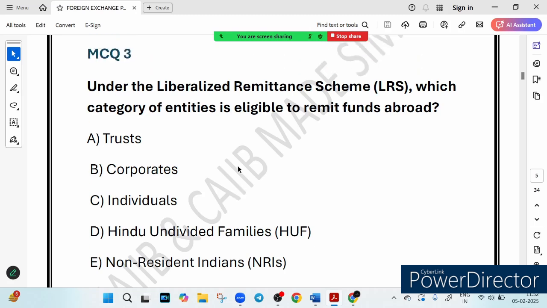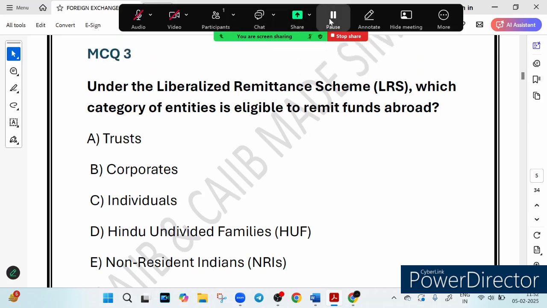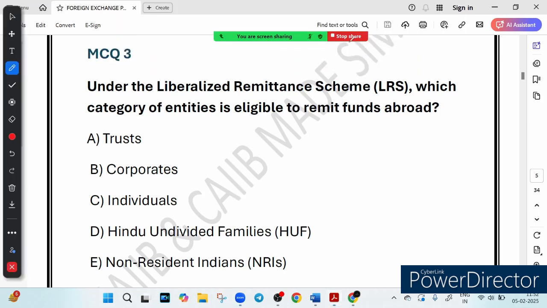Under the Liberalized Remittance Scheme, LRS, which category of entities is eligible to remit fund abroad? Right, this is the question. Very nice question it is. So this is about the Liberalized Remittance Scheme. The first option says trust, corporate, individual, HUF, NRI. Please think of the answer in your mind, and now let me explain.